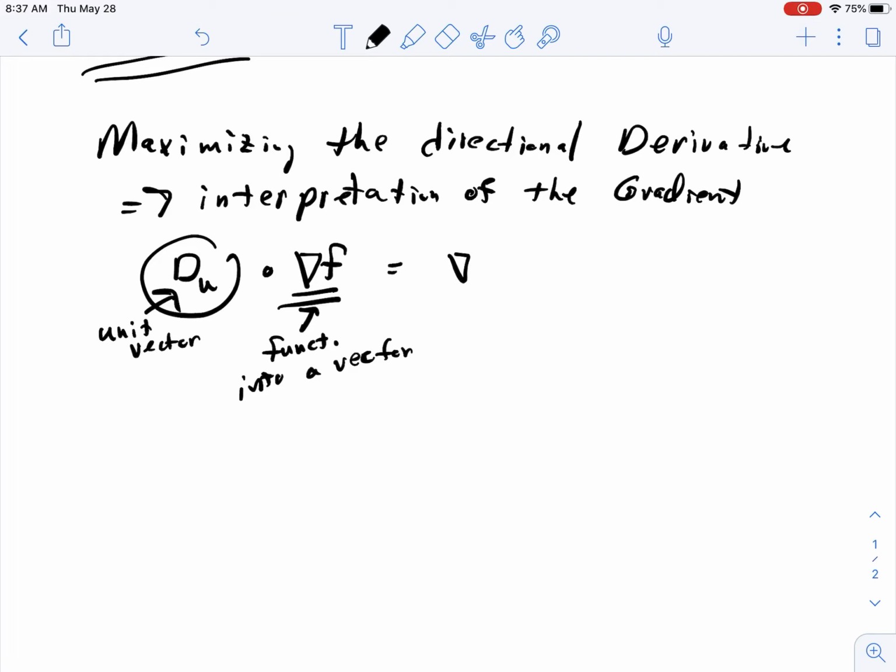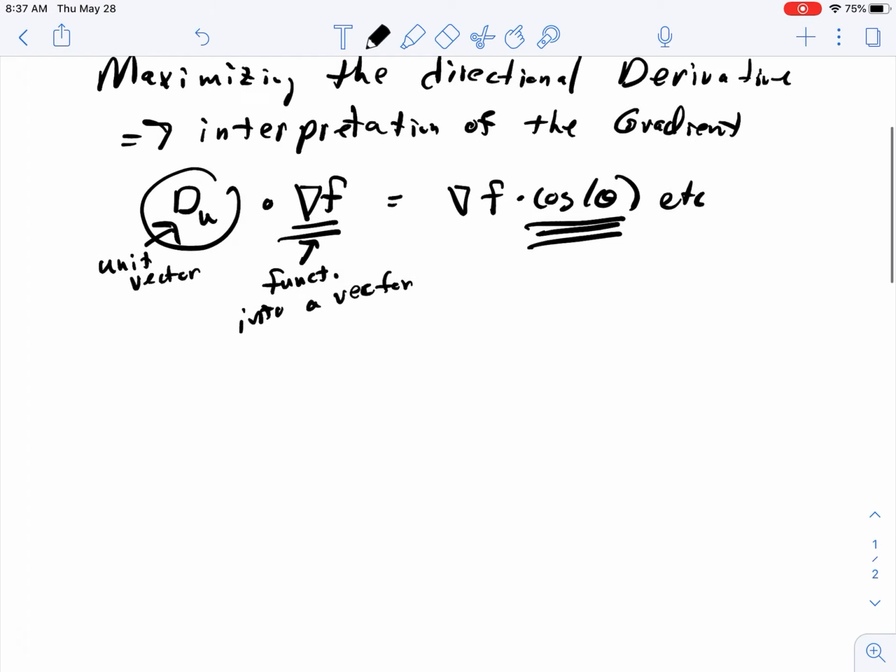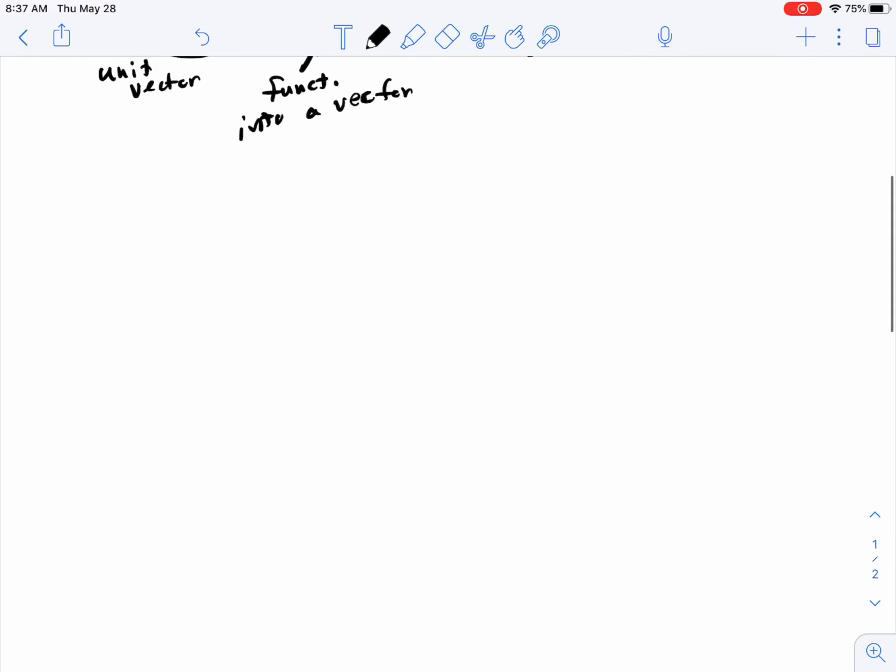Now you can also, provided that you have angle measurements, it's the same thing. So del F multiplied by cosine of theta. Remember that cosine theta is also a unit vector. Okay, that's when we were just doing two-dimensional. All right, so outcomes of this.